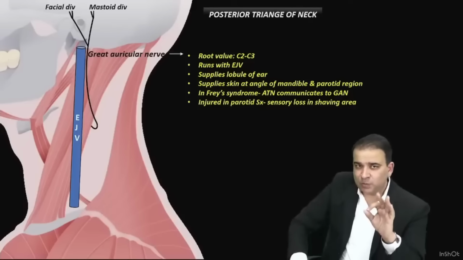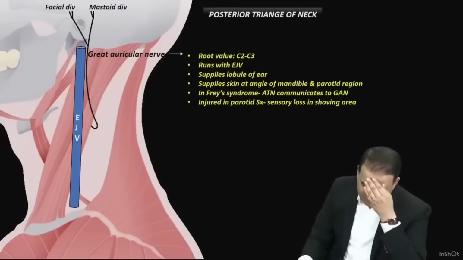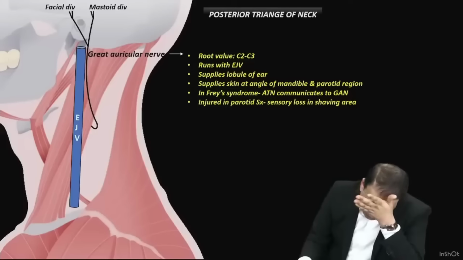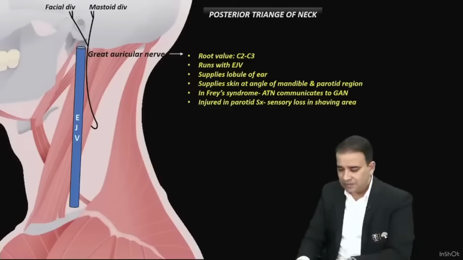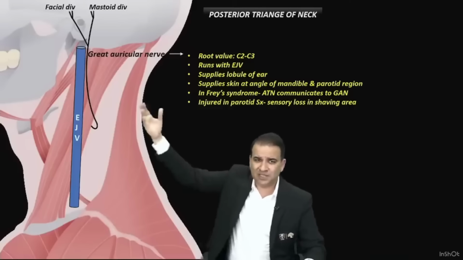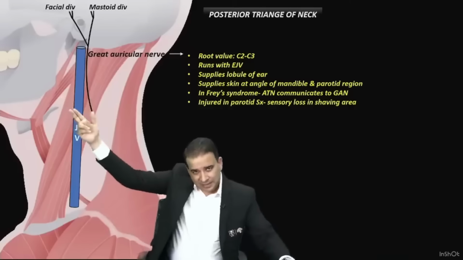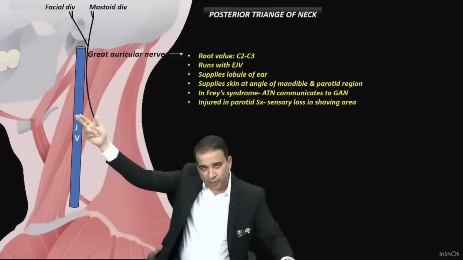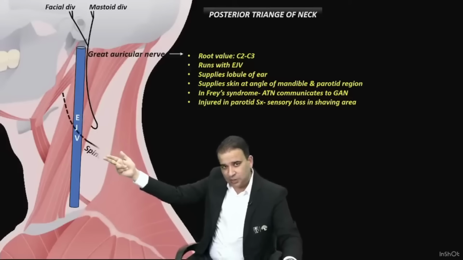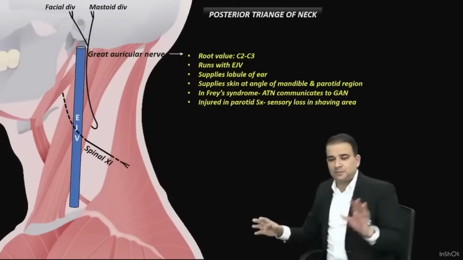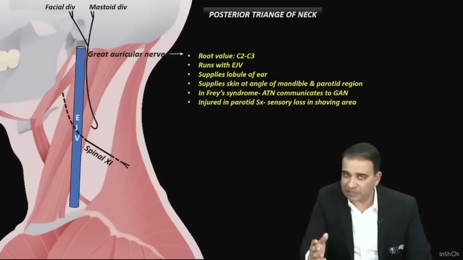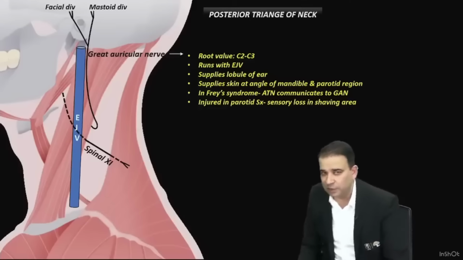Now, another very important nerve in this posterior triangle, basically a content of this triangle, is the spinal accessory nerve. The spinal accessory nerve starts from above and comes down through the carotid triangle. Then it passes deep to the sternocleidomastoid, then passes into this posterior triangle, and then passes deep to the trapezius muscle and supplies it here. The spinal accessory nerve supplies both the sternocleidomastoid and the trapezius.